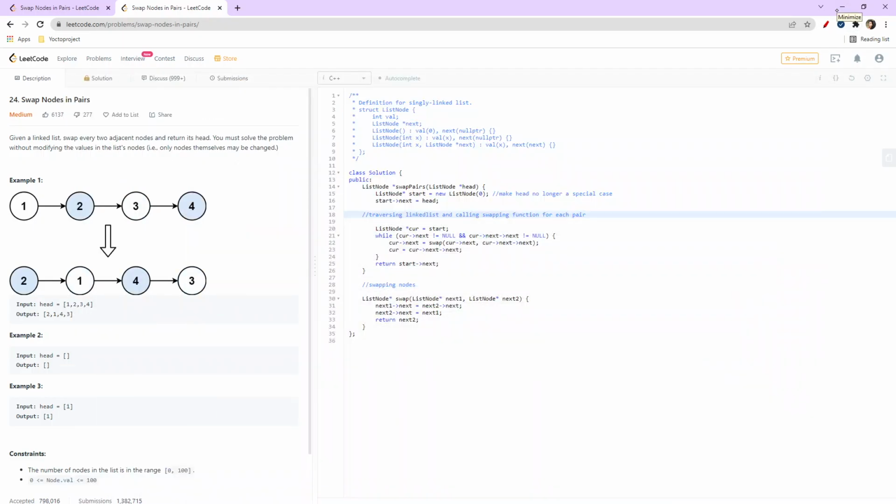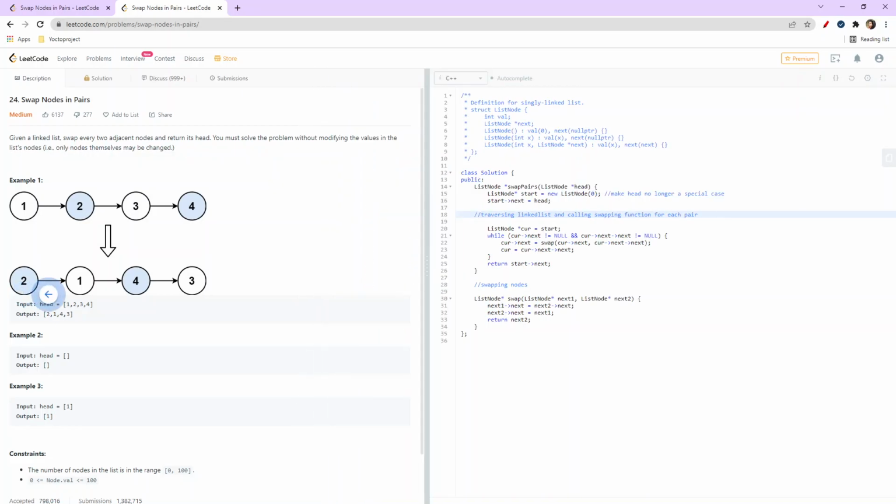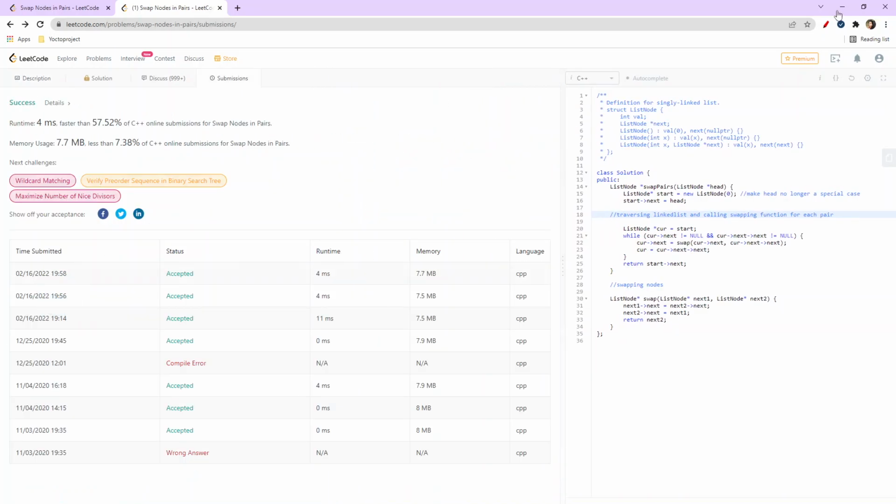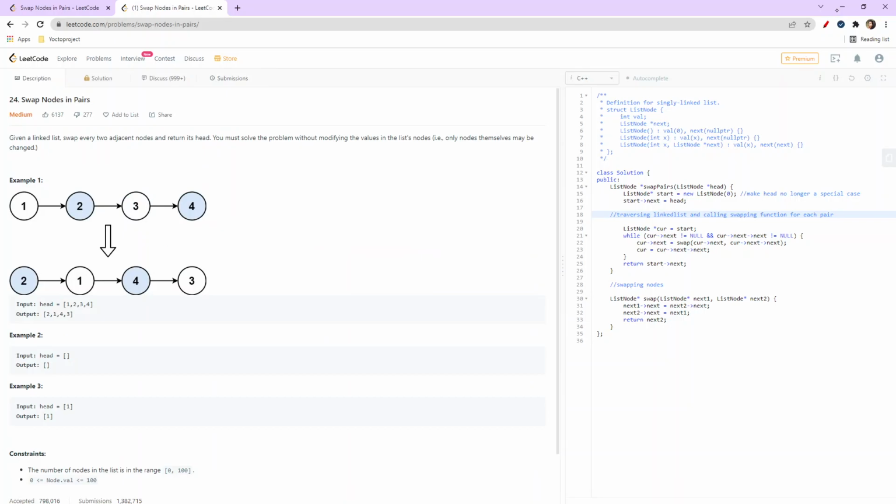Hello everyone. So today we are going to do the LeetCode daily challenge question, Swap Nodes in Pairs. So in this question, what are the requirements? So here we would be given a linked list. Just don't see the code, just see about this only.